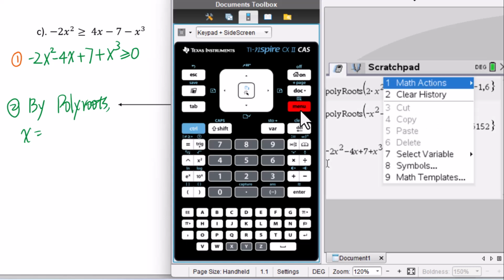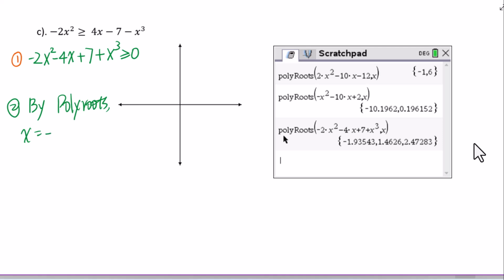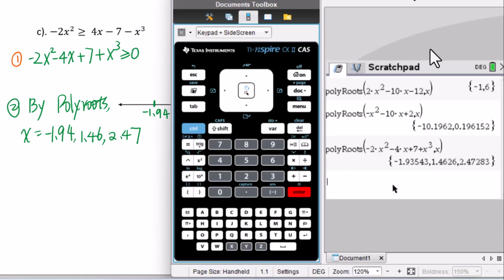Then control menu, enter. We got 3 solutions. x equals negative 1.94, 1.46, 2.47. Let's label negative 1.94, 1.46, 2.47. Then we will use the graphing calculator to sketch the graph.